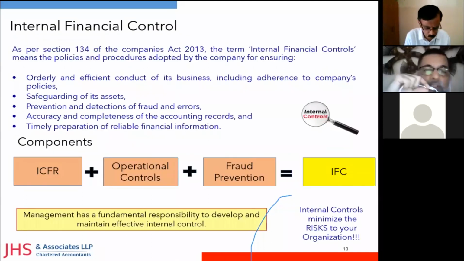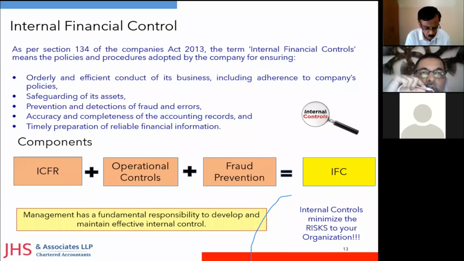To summarize the subject of internal financial controls, organizations should develop orderly and efficient conduct of business in terms of code of conduct, employee work instructions, and standard operating procedures. Organizations should do physical verification of assets, and should have a recurring program for evaluating the existence and adequacy of assets. Prevention and detection of frauds and errors can be ensured through a fraud risk assessment exercise annually. Accuracy and completeness of accounting records ensure that the financial statements are closed appropriately in line with budgets, production, MIS, etc. And timely preparation of reliable financial information is ensured.